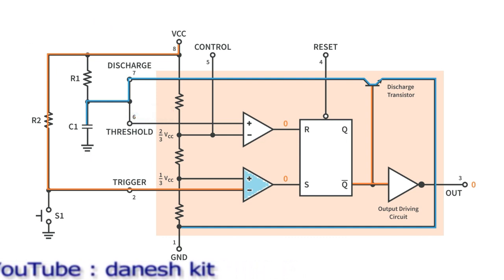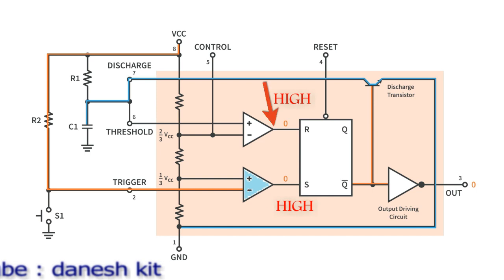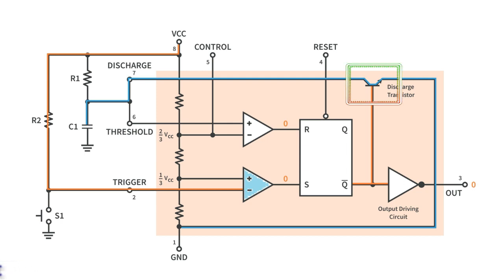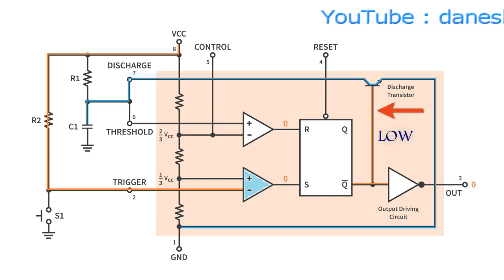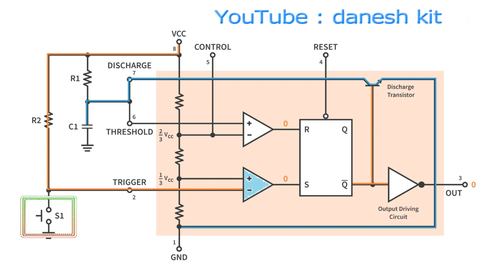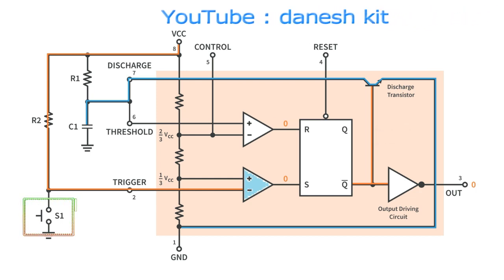At this point the comparator's output goes high and resets the flip-flop back to its original state, which in turn turns on the transistor and discharges the capacitor to ground through pin 7. This causes the output to change its state back to the original stable low value, awaiting another trigger pulse to start the timing process over again.